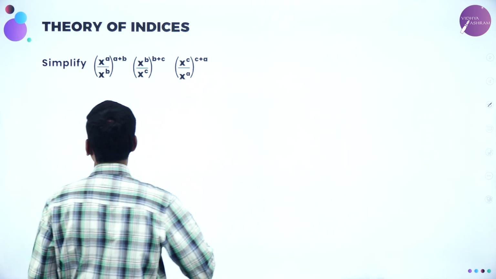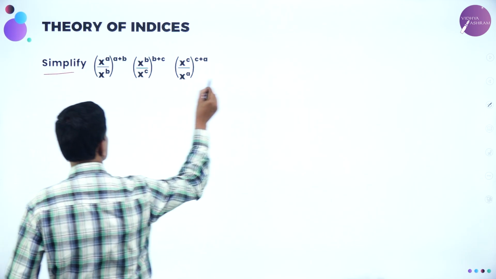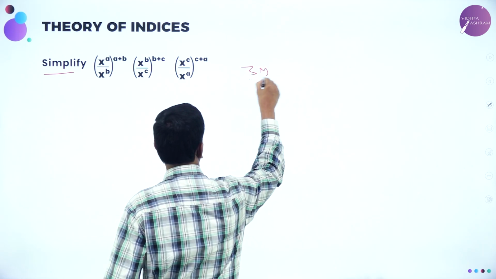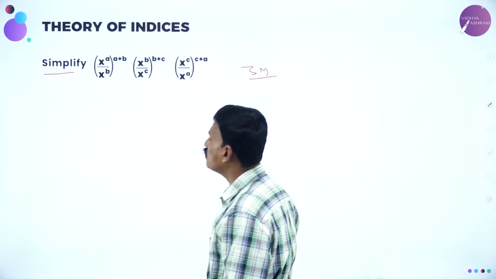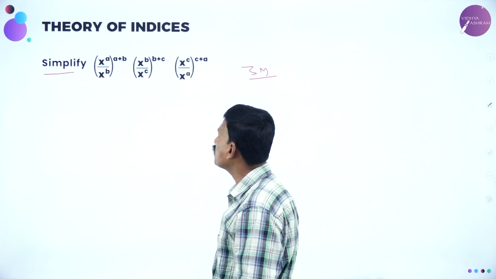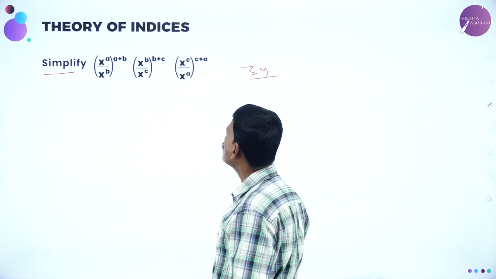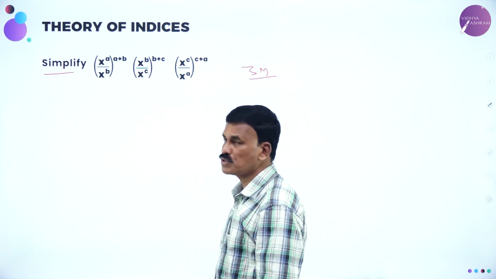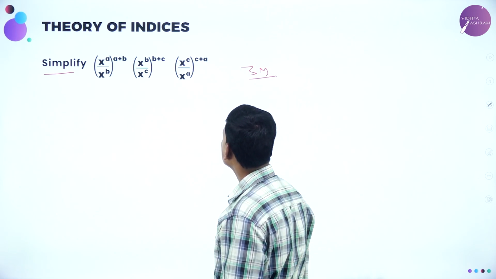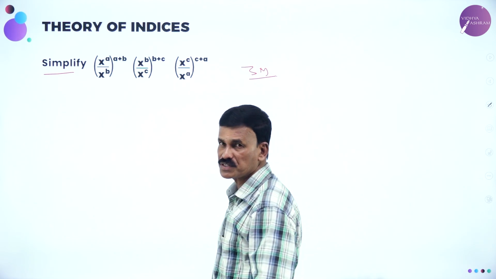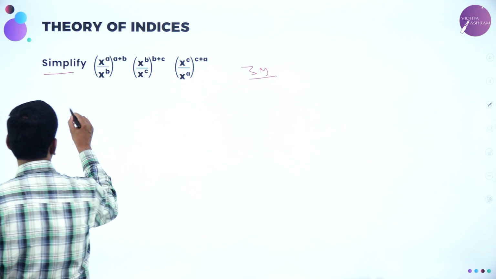Very simple problem. Simplify this. This is also important for 3 marks. What is given? x to the power of a divided by x to the power of b, whole raised to a plus b, x to the power of b by x to the power of c, whole to the power of b plus c, x power c by x power a, whole to the power of c plus a. This is a very simple problem.